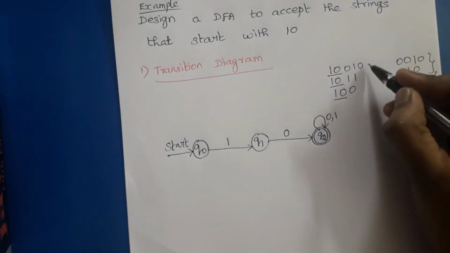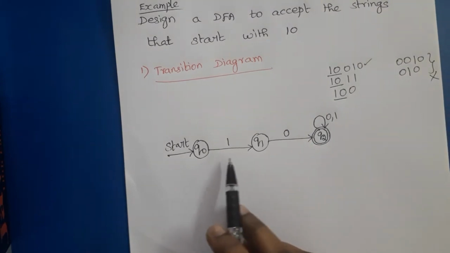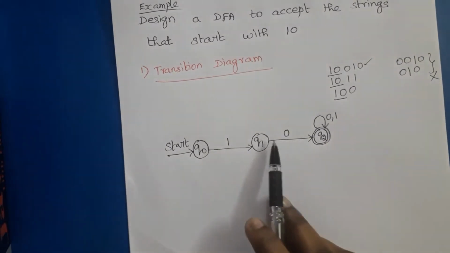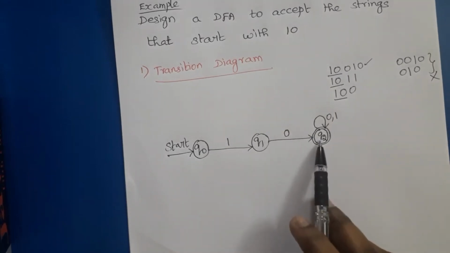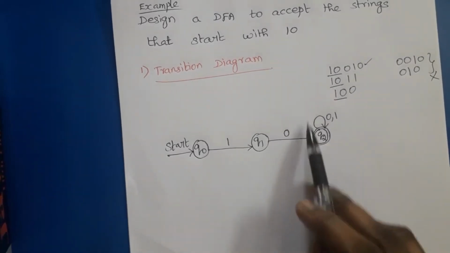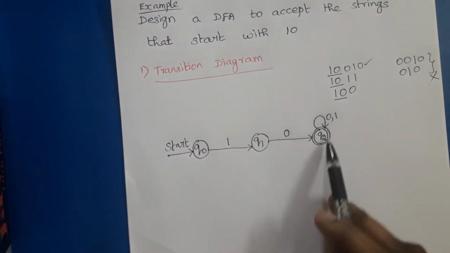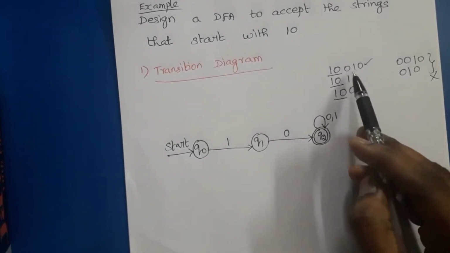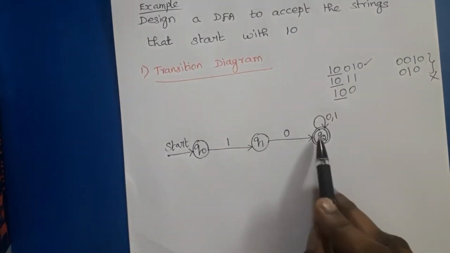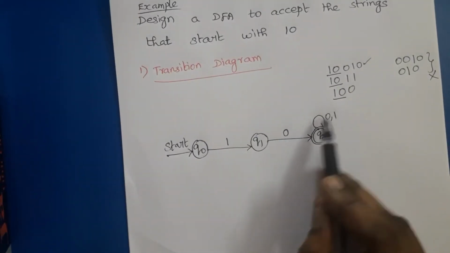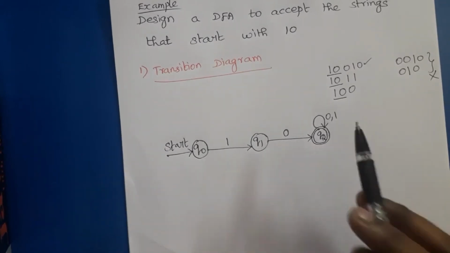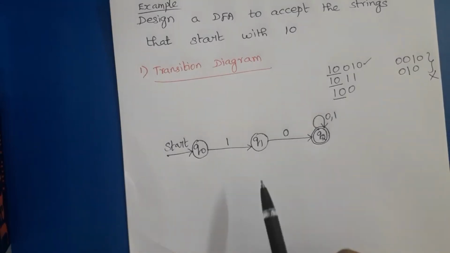For example, consider the first input string. The transition changes from Q0 to Q1 for the 1. Then for 0, it reaches Q2. Then for 0, it remains in Q2. Then for 1, it remains in Q2. Then again 0, it remains in Q2. So this input string is accepted by our DFA. These are called self transitions. So this DFA accepts all the input strings that start with 10.